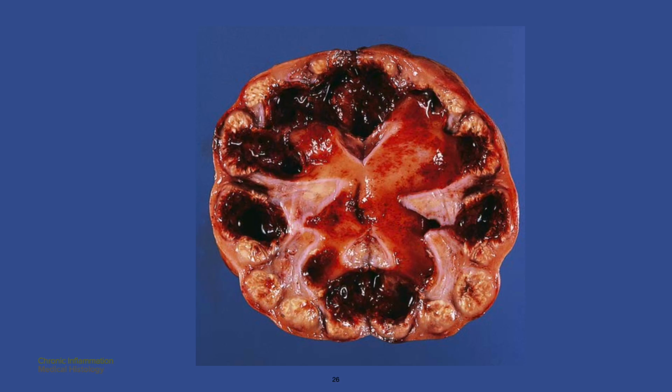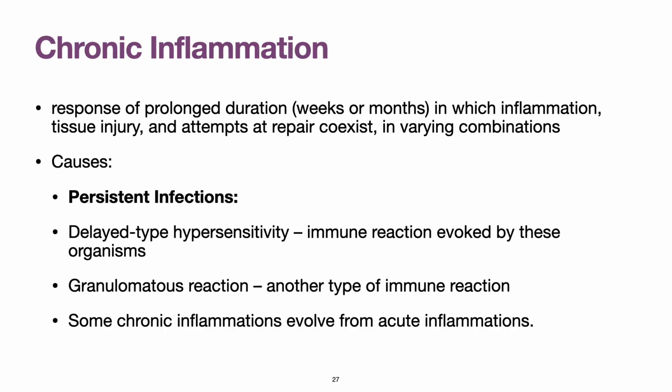This is xanthogranulomatous pyelonephritis, in which the kidney is opened to show the features of your acute pyelonephritis, together with large areas of hemorrhage and lipid accumulation. These features occur in a small percentage of cases of pyelonephritis, but they do not appear to have any special significance. To sum it up, this is chronic inflammation as a response to a prolonged duration, usually weeks or months, and in which inflammation, tissue injury, and attempts at repair coexist in varying combination.